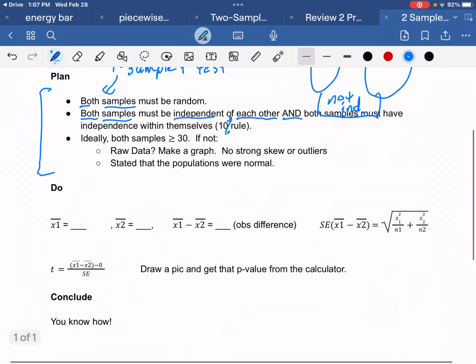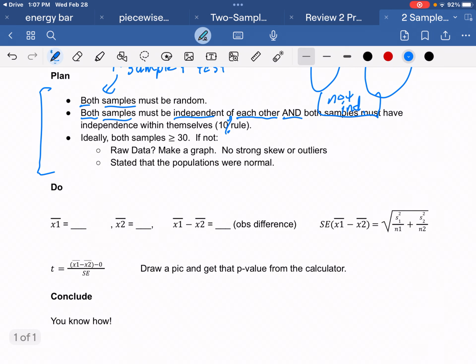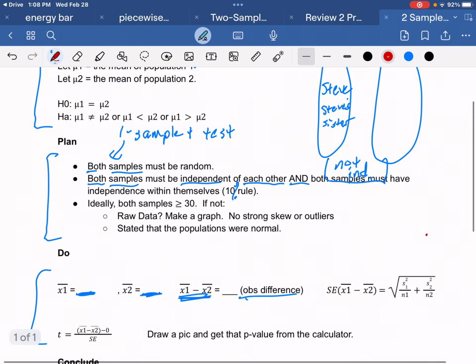Moving on to the do phase. You have to calculate the mean of each sample. Then you need to subtract the two means to get the observed difference. And then you have to find the standard error of x1 bar minus x2 bar. Now, you'll see on this handout, I've actually given you the formula, but I want to take you back a few chapters and explain this formula to you.